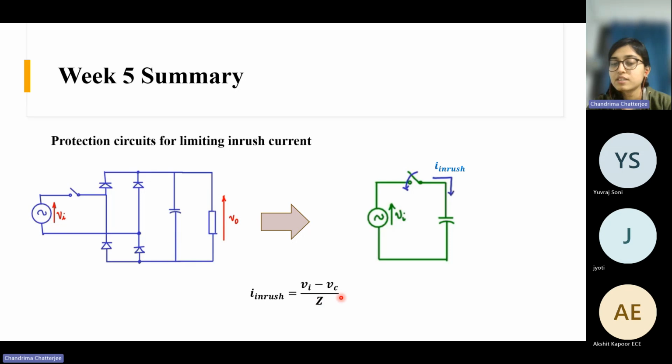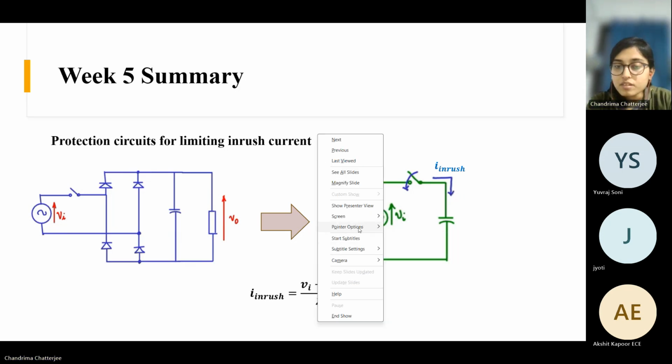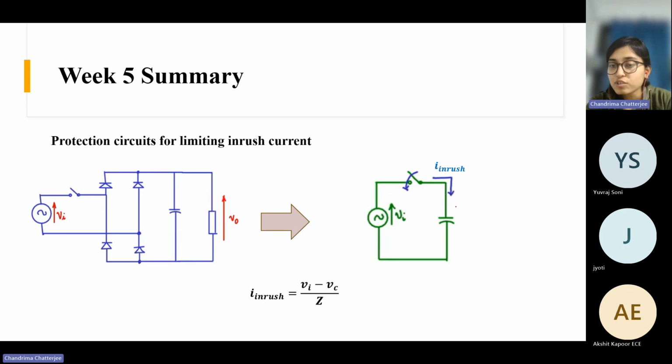That's what I was saying: the voltage is a sufficient amount of voltage, and initially the capacitor has not stored any charge, so there is no voltage across this capacitor. Vc is the voltage across this capacitor. Initially this is zero because there is no voltage across the capacitor when you are starting the circuit. So this is zero, this is zero, and this Z is very small.